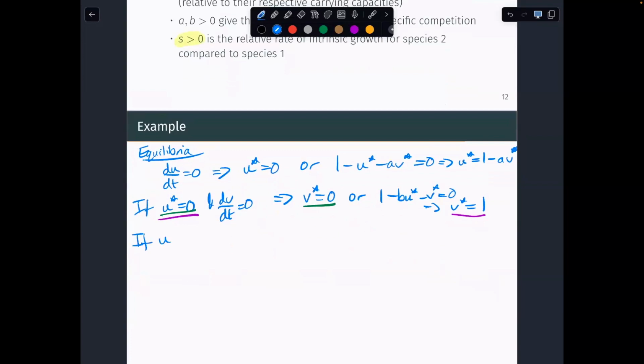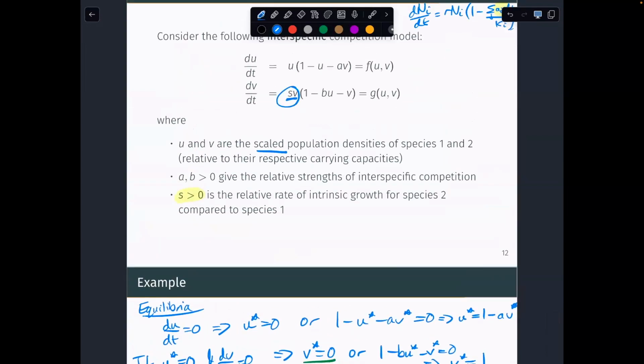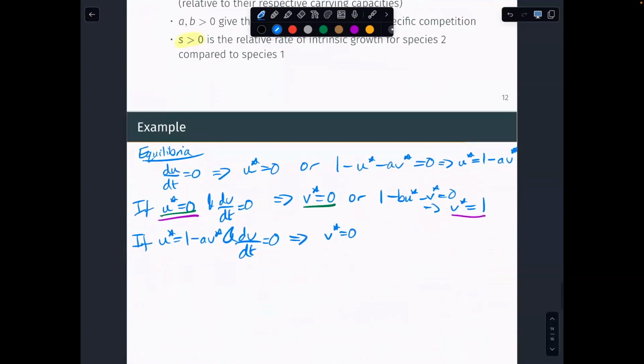So if u star is equal to 1 minus ab star, and again, dv dt is equal to 0, it's possible that v star is equal to 0, because this is just the term on the outside of the brackets. If v star is equal to 0, dv dt is automatically equal to 0. And if v star is equal to 0 in this case, u star is equal to 1 minus ab star, so u star is equal to 1. So again, we've got another equilibrium here. V star is 0 and u star is 1.